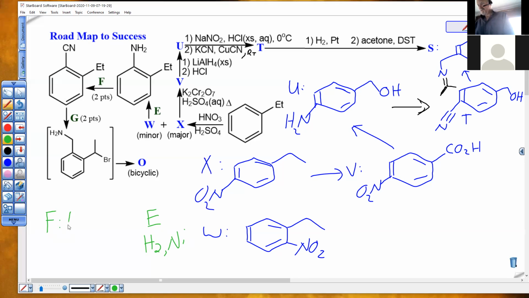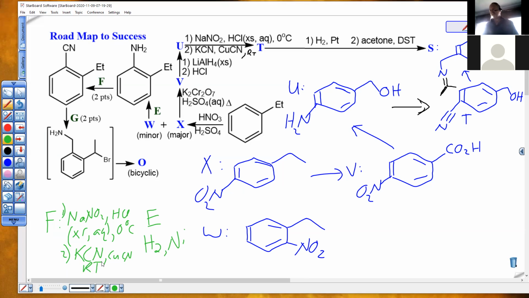And F is NaNO2. Get practice, draw these out. HCl, excess, aqueous, keep it cool. That's step 1. There are no shorter ways to draw this out. I need every piece of information there. You can't cut any of them out to save time. KCN, CuCN, and room temperature. Yeah, the one I forgot I want. It's the room temperature that allows the N triple N to be replaced by a cyanide. And that's your reagents F.